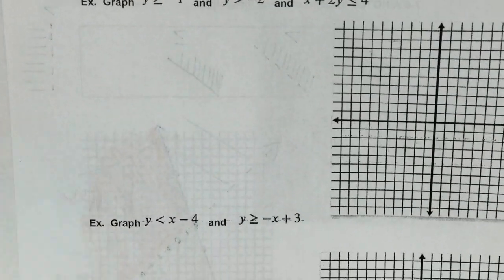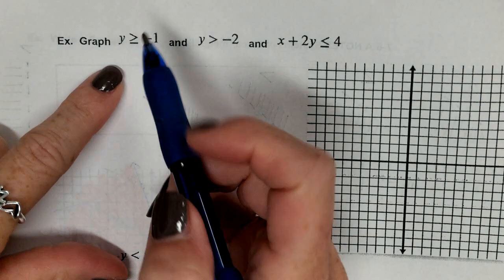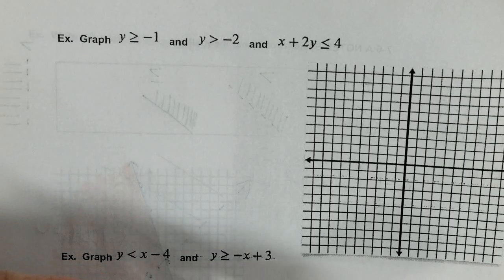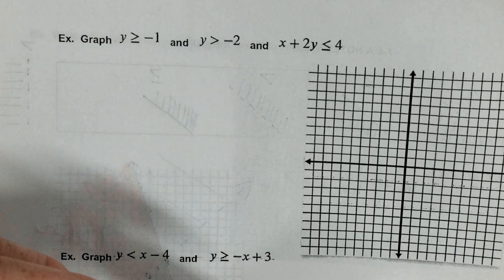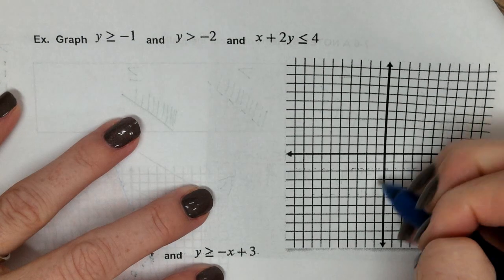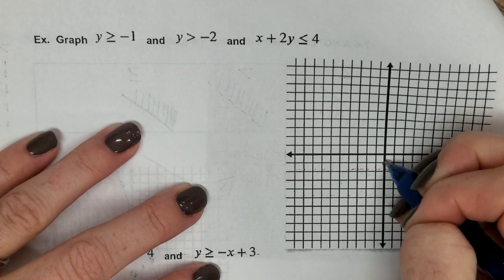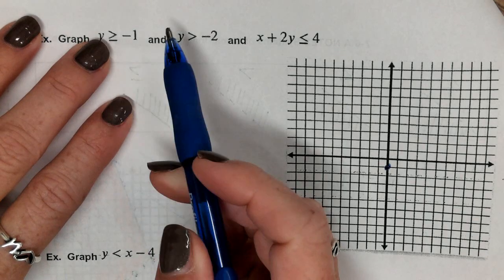All right, let's go do this one. This one has 3 inequalities. So we're going to look for the shaded area that satisfies all 3 inequalities. All right, here we go. The first one, do y'all remember how to graph when it says y equals -1? It's going to be a straight line passing through the y-axis at -1. Yes? So here's the y-axis. Here's -1. It's going to be a straight line passing through. Solid or dashed? Solid.